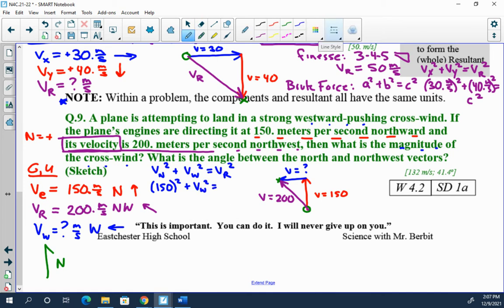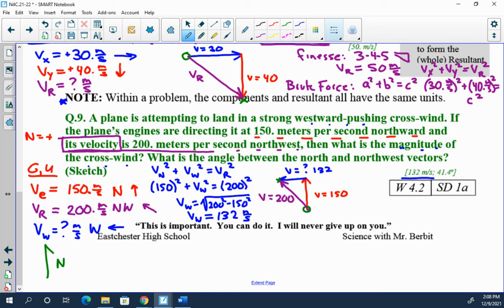Velocity westward squared equals 200 squared. Solve for velocity westward, and you will have the square root of 200 squared minus 150 squared. And we have the answer written for us over here. I trust that I have done this properly, and that's going to be about 132 meters per second west, my mistake. So now we can write this in over here, 132 west.